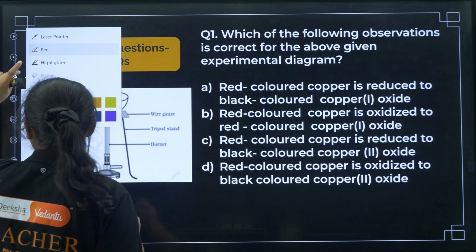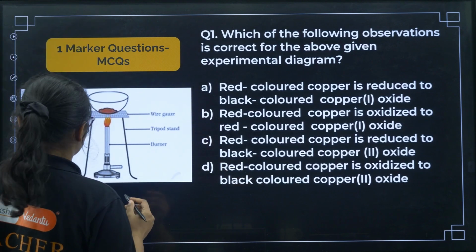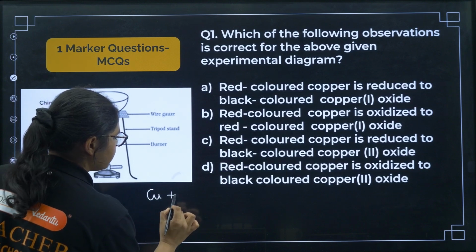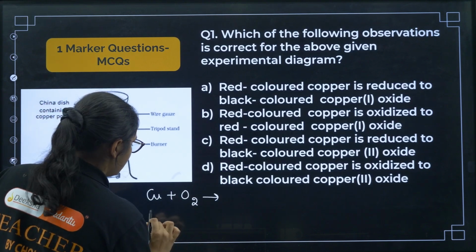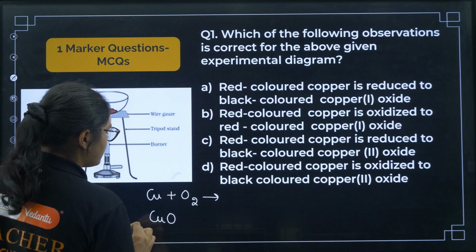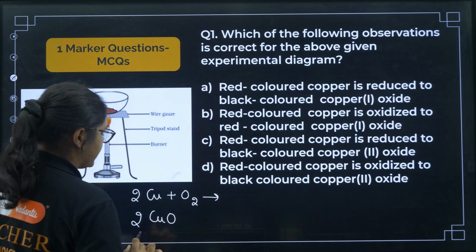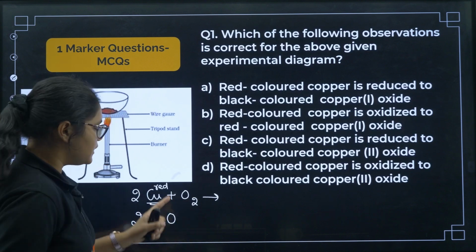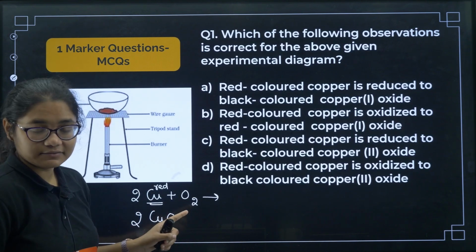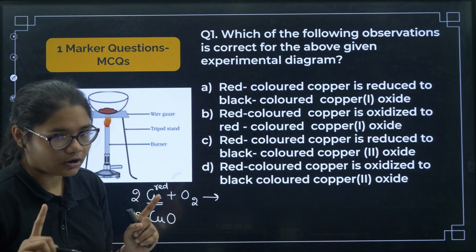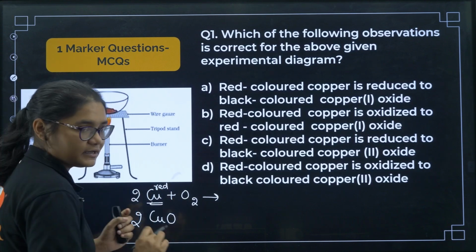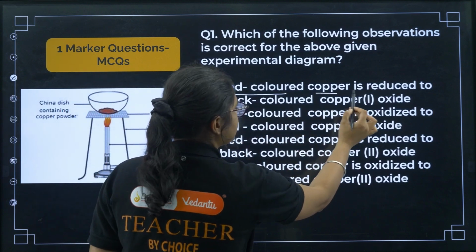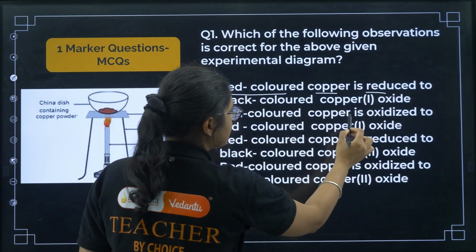Let me first tell you the reaction. If you have copper and you treat it with oxygen, you get copper oxide. If I want to balance it, I'll get it like this. Now this copper is already red in color. See, oxygen is added. If there is addition of oxygen, we call it oxidation. So I can say that copper is oxidized. We know that this is red color, so red color copper is reduced is wrong. Red color copper is oxidized.